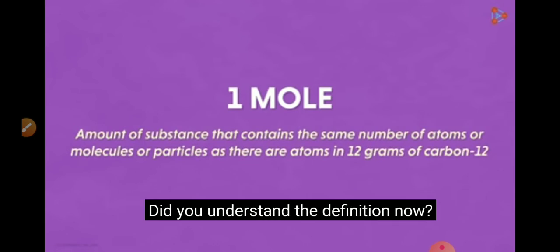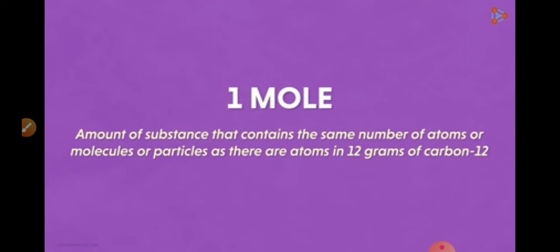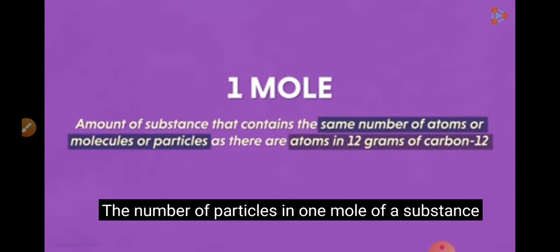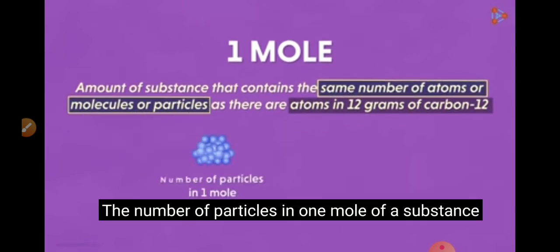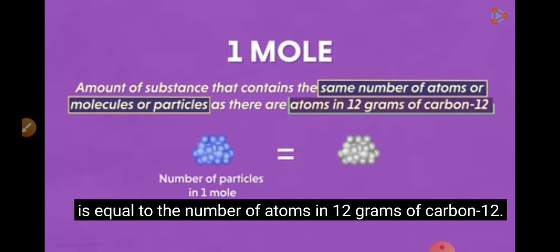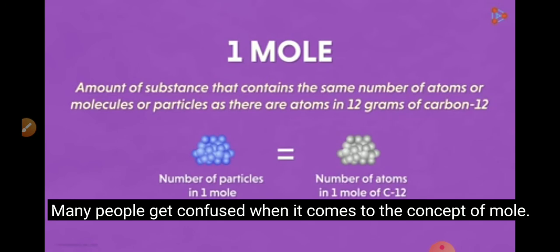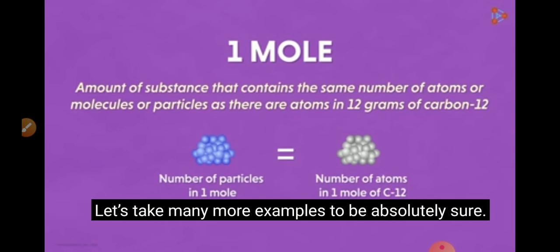Did you understand the definition now? It consists of 2 simple parts actually. It tells us that this part is equal to this part. The number of particles in 1 mole of a substance is equal to the number of atoms in 12 grams of carbon 12. That's it. That's all the definition tells us. Many people get confused when it comes to the concept of mole. Let's take many more examples to be absolutely sure.